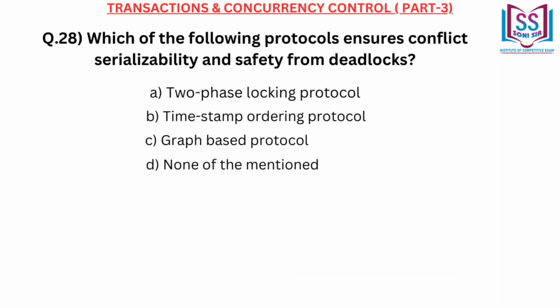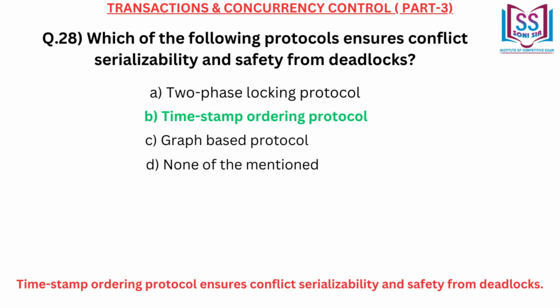Which of the following protocols ensures conflict serializability and safety from deadlocks? A. Two-phase locking protocol. B. Timestamp ordering protocol. C. Graph-based protocol. D. None of the mentioned. Correct answer B. Timestamp ordering protocol. Timestamp ordering protocol ensures conflict serializability and safety from deadlocks.